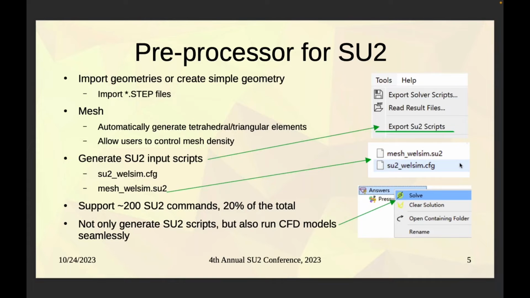After configuring analysis settings, users can find the command from the menu to generate the SU2 input scripts. By default, two files will be generated: SU2_welsim.cfg and mesh_welsim.su2, which is the mesh file. Both are in ASCII format. By far, approximately 200 SU2 commands have been exposed in the GUI, which takes about 30% of the total commands. Beyond merely generating input scripts, Welsim can also directly call the SU2 solver, perform the CFD computation, and obtain the results.